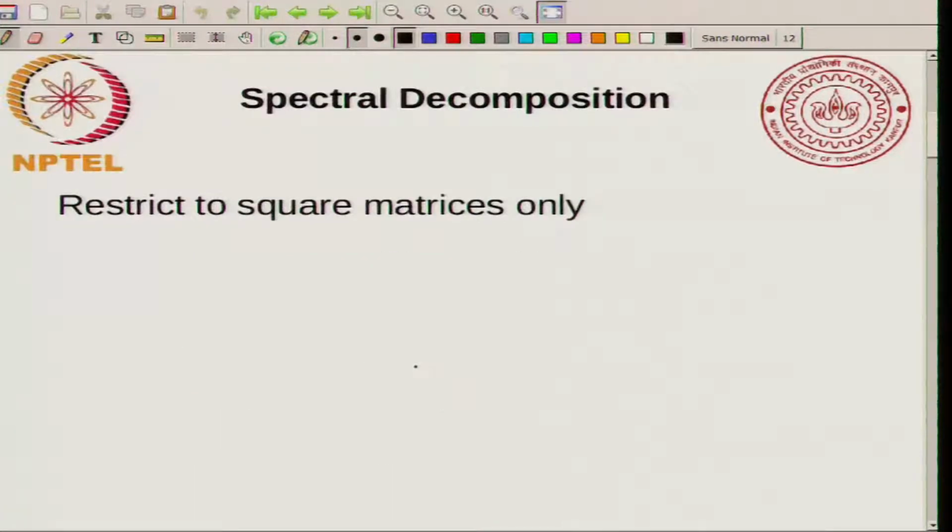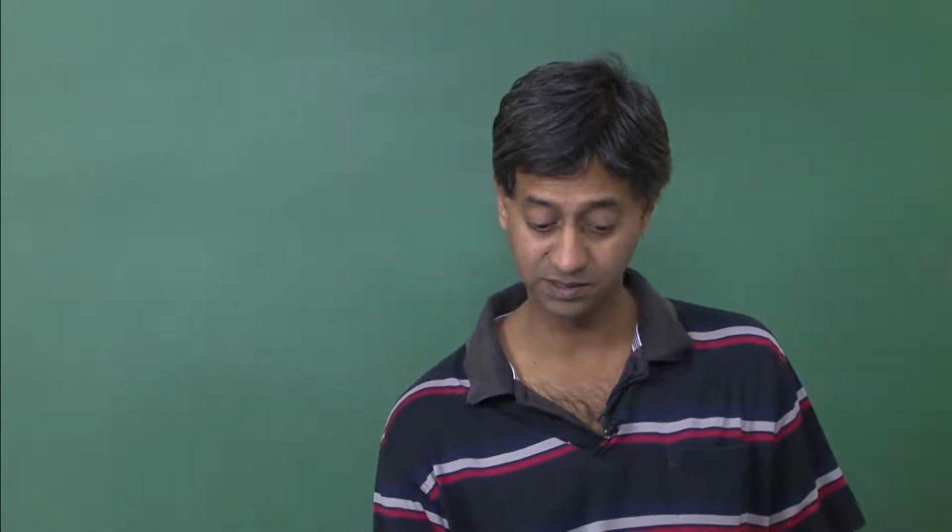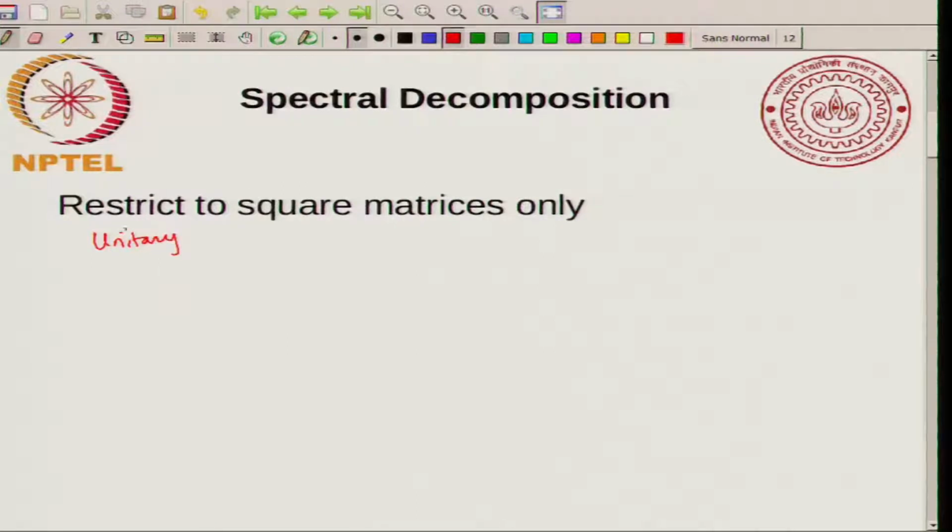So, we will start with spectral decomposition. We will restrict the discussion to square matrices only. Now sometimes what happens is we saw that a unitary transformation can take matrix A to A tilde, and what you say is that unitary transformations on a space preserve the norm of the vectors in that space.